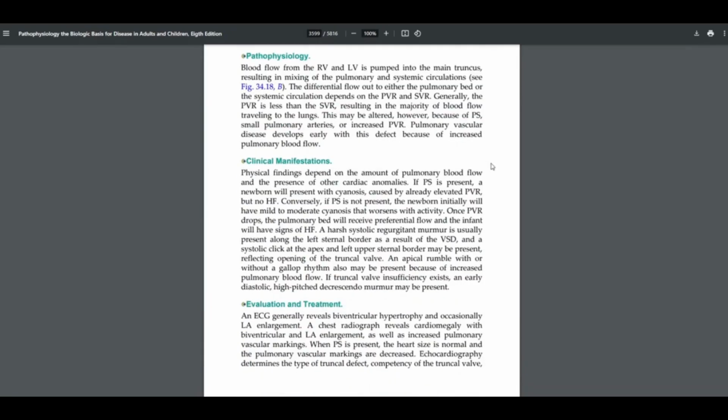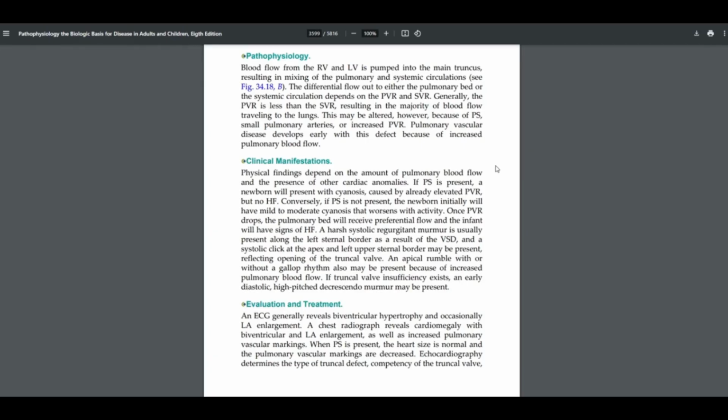So what is its pathophysiology? Blood flows from the right ventricle and left ventricle and is pumped into the main truncus, resulting in the mixing of the pulmonary and systemic circulation. The differential flow out of either the pulmonary bed or systemic circulation depends on the PVR and SVR. Generally, the PVR is less than the SVR, resulting in the majority of blood flow traveling to the lungs. This may be altered, however, because of PS, small pulmonary arteries, or increased PVR. Pulmonary vascular disease develops early with this defect because of increased pulmonary blood flow.